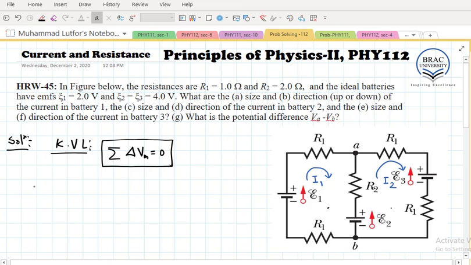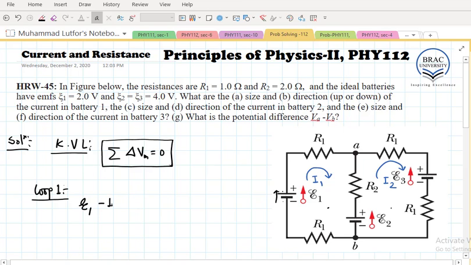So if I write down the formula for loop number 1, I move in this direction. Then I can write E1 positive. Why is it positive? Because I'm moving in that direction. This is my final and this is my initial point. So the final point is positive and the lower point is negative. That means the initial point is at lower potential and the final point is at higher potential. So final minus initial gives a positive quantity here.